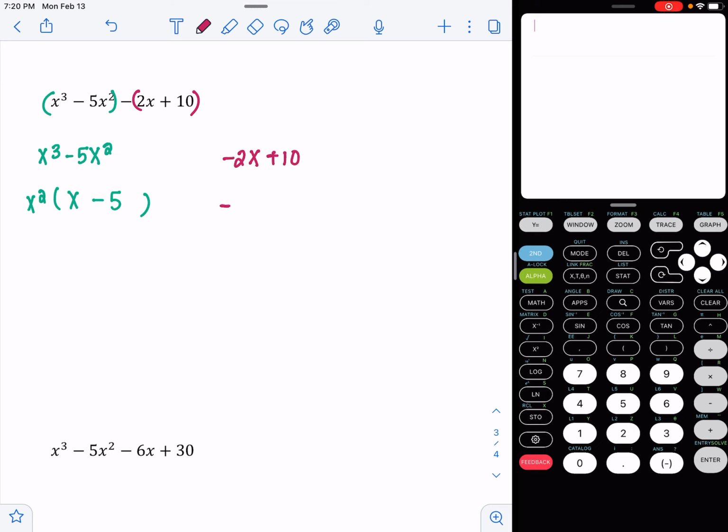I already know it's going to be negative because the first term in this group started off with a negative number. So between 2 and 10, my GCF there is a 2. We're going to factor out a negative 2, and let's see if we can figure out what's left over. Negative 2x divided by negative 2 is x. Positive 10 divided by negative 2 is negative 5.